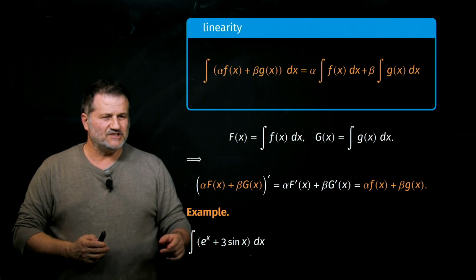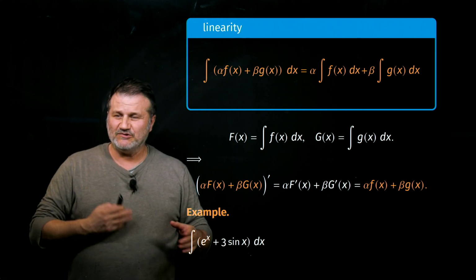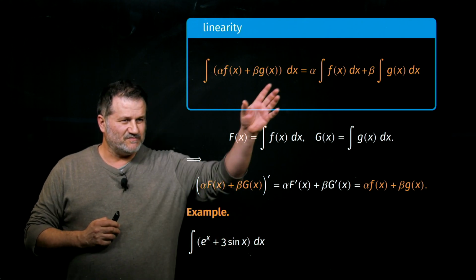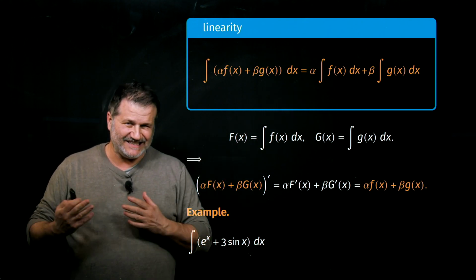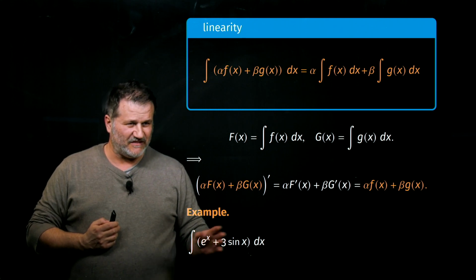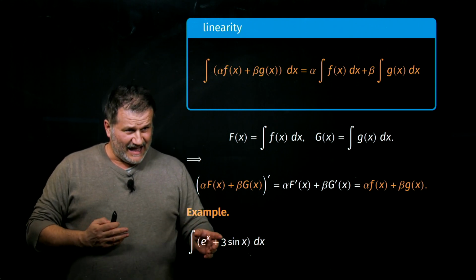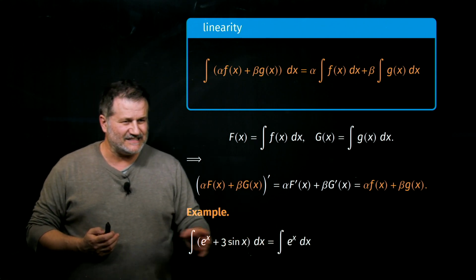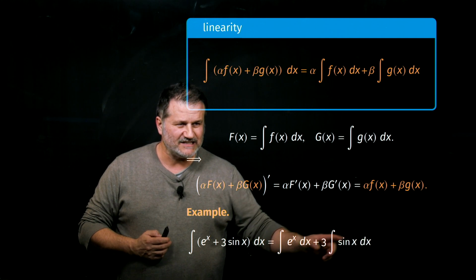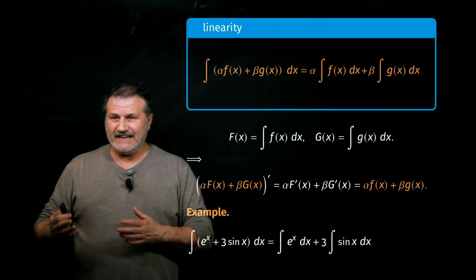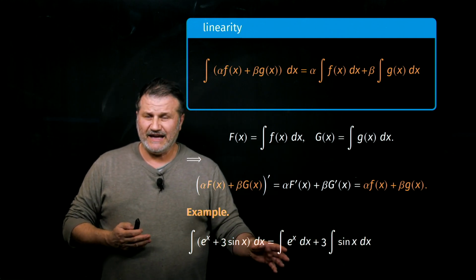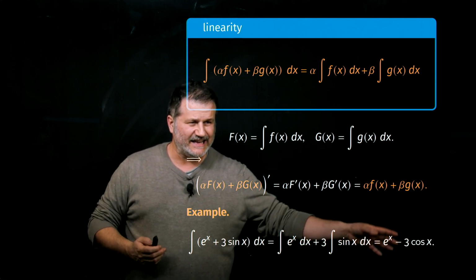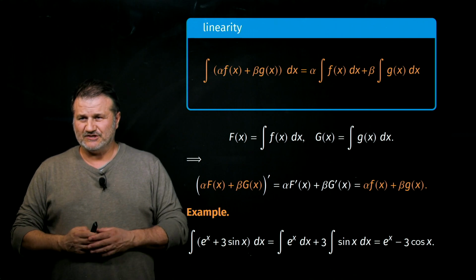So for example, imagine I have to compute the primitive of e to x plus 3 times sine x. Now, I could decompose by linearity this problem into easier problems, because I can say that the primitive of the sum is the sum of the primitives, and then carry outside constant factors, and therefore say that this is primitive of e to x plus 3 times primitive of sine x. I know primitive of e to x is e to x. I know primitive of sine x is minus cosine x, and I get the final answer to this.